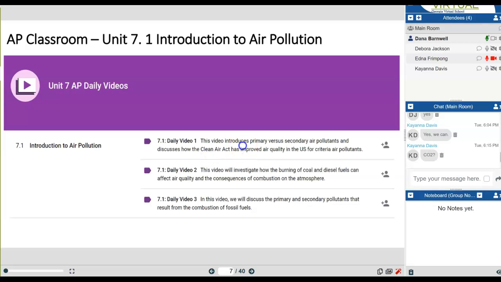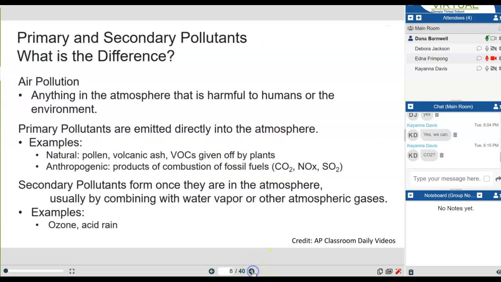Okay, so let's go ahead and take a look at this picture. Well, okay, let me talk first and then I'll have you take a look at this picture. So what is the difference then between a primary and a secondary pollutant when we're referencing air pollutants?